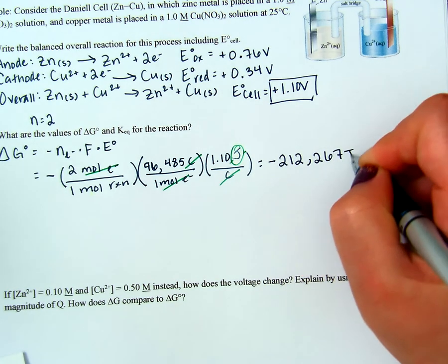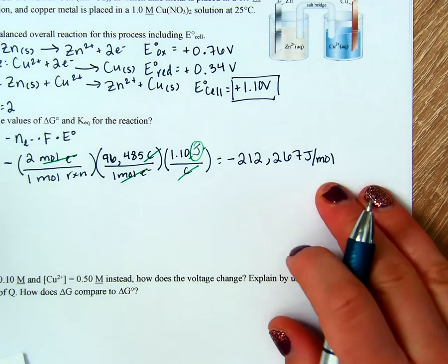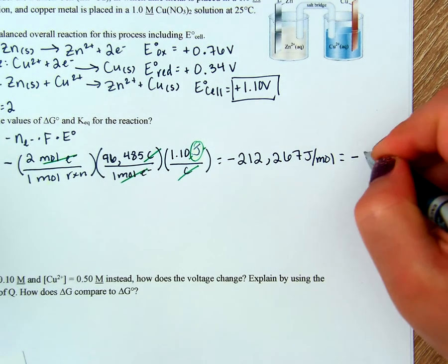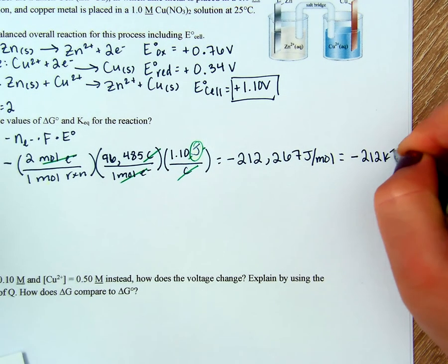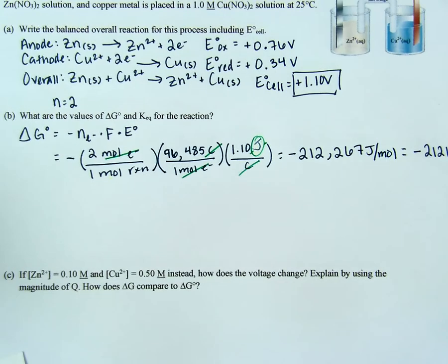212,267 joules per mole. And an easier way to write this is in kilojoules, right? Because that's a huge number. And that's equal to negative 212 kilojoules per mole. Okay, so that's my delta G naught. Let's figure out my KEQ.